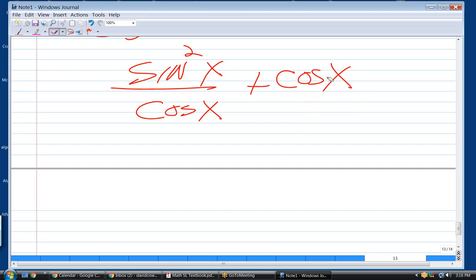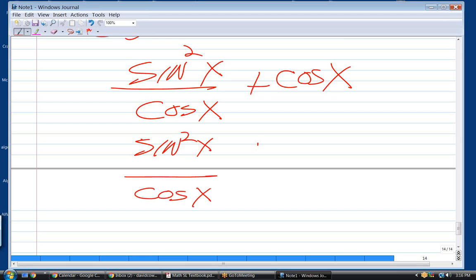So multiply the right side by cosine. This will become cosine squared, and then I've got sine squared plus cosine squared. That will become what? 1 over cosine. Exactly. So the first step, let's do it. Just make sure you saw everything we're doing.